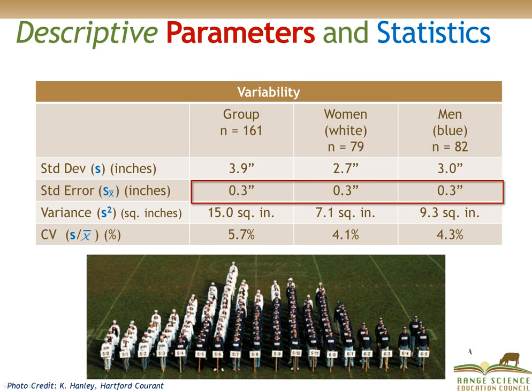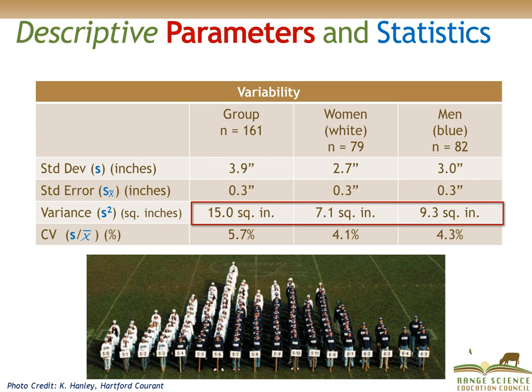The standard error is another commonly used measure of variability. Standard error is calculated by taking the standard deviation and dividing that by the square root of n, or the sample size. It's interesting that in this case, the standard error is the same for all three groups. And that's because not only are the standard deviations different, but the sample size for each one of these groups is different as well. And so when you take 3.9 inches and divide that by the square root of 161, you get the same value that you do when you take 2.7 and divide that by the square root of 79. We will talk about the difference between reporting the standard error and the standard deviation in a subsequent lesson.